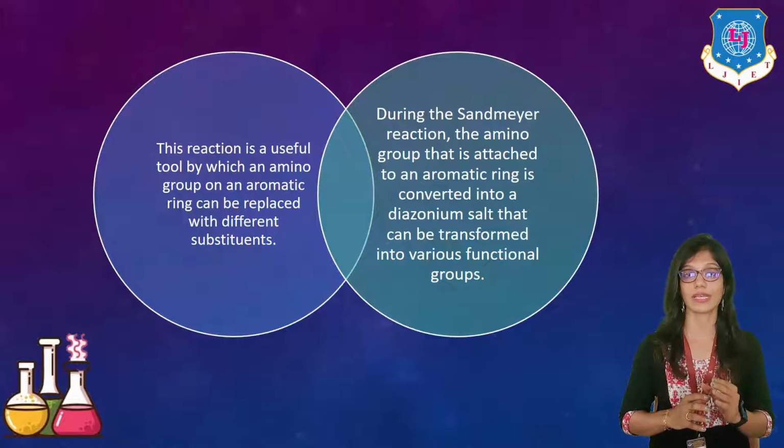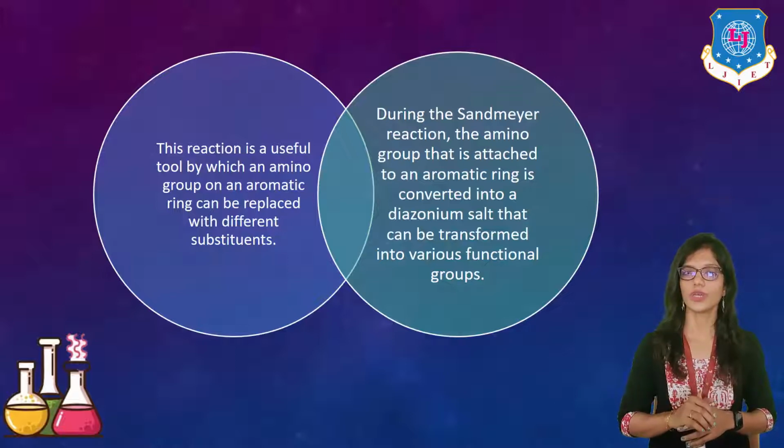So it is basically a radical. So a radical will be substituted on that particular ring. Okay. So during the Sandmeyer reaction, the amino group that is attached to an aromatic ring is converted into a diazonium salt that can be transformed into various functional groups.